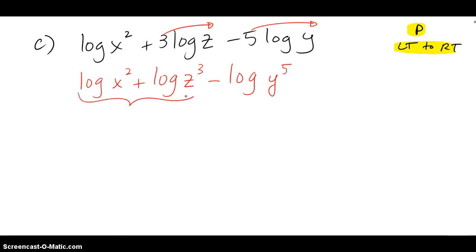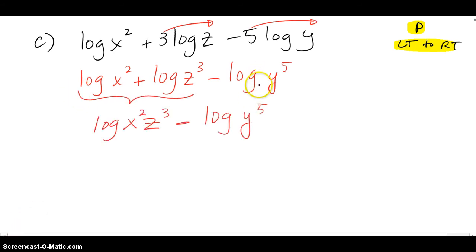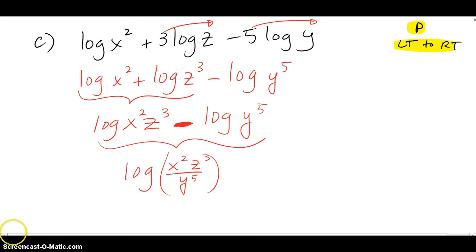Merge these together as a product. Bring down the 3rd guy, and again merge these together, but this time as a quotient. And we have a single log, and the base must be an invisible 10 because all of them had that missing base, so they were all base 10.